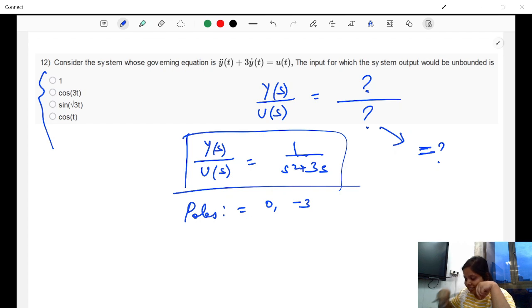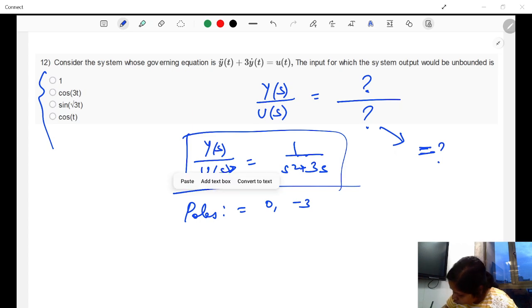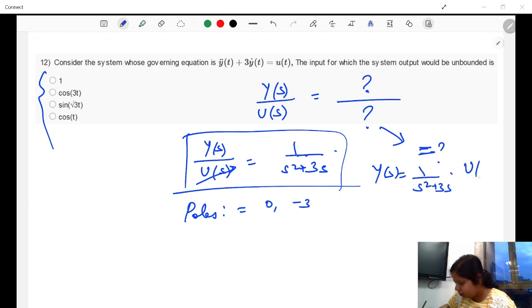So मुझे ऐसा ऑप्शन ढूंढना है जिसमें पोल मेरा 0 आ रहा हो, मतलब U(s) कुछ ऐसा सेलेक्ट होने वाला है जो सीधा आके इधर मल्टीप्लाई हो जाएगा. तो Y(s) is equal to 1 upon s square plus 3s into U(s). Something is going to happen, U(s) इधर आके मल्टीप्लाई होने वाला है. Now we can say कि ये U(s) ऐसा क्या रहेगा जिसकी वजह से this whole thing would blow up. So what we are saying is ठीक है, poles हमारे ये है.